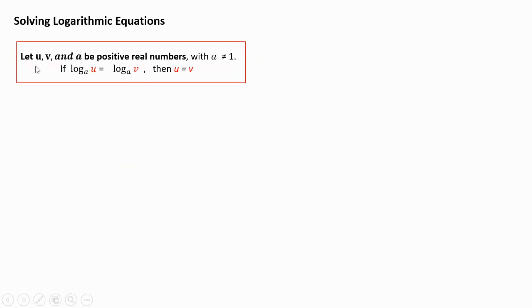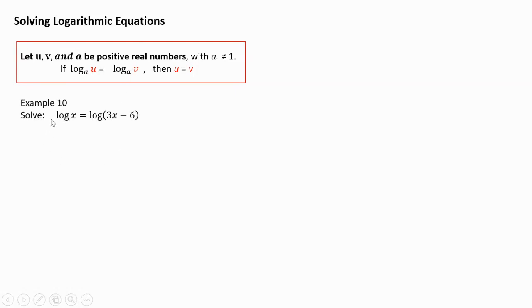Okay, now, let u, v, and a be positive real numbers with a not equal to 1. If log base a of u equals log base a of v, then u must equal v. In other words, if they have the same log with the same base, then the expressions, the u and the v, have to equal each other.